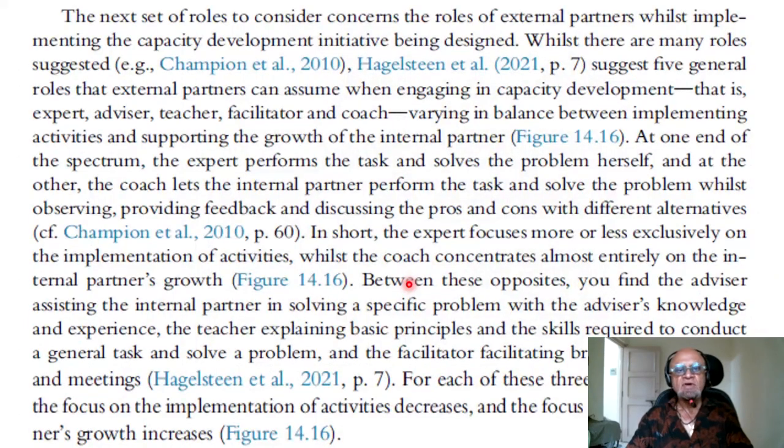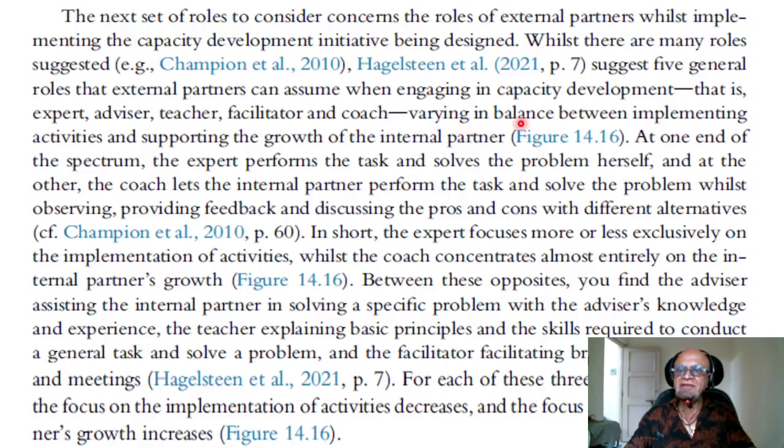So the next step, a set of roles to consider, concern the roles of external partners whilst implementing the capacity development initiative being designed. Whilst there are many roles suggested, Hagelstein et al. suggest 5 general roles that external partners can assume when engaging in capacity development, that is, expert, advisor, teacher, facilitator, and coach. So we talked about this a little bit, but it's okay to repeat.